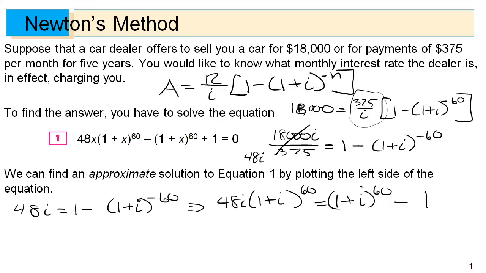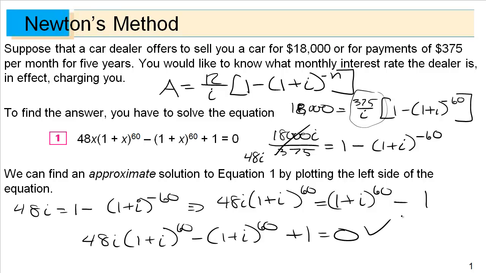And then if you bring everything over to one side, 48I times 1 plus I to the 60th minus 1 plus I to the 60th plus 1 equals 0, and you can see that that's the same equation they have. So that's where it comes from. It basically comes from a compound interest formula where you're solving for I given the other bits and pieces.